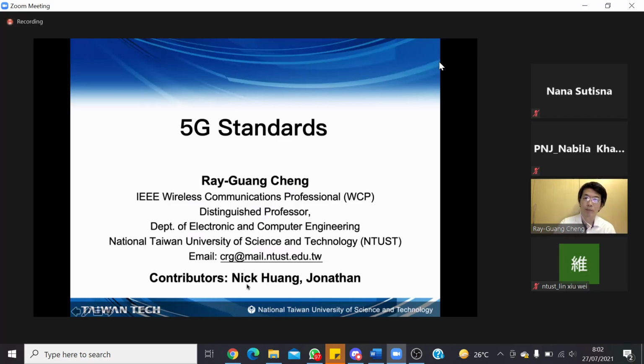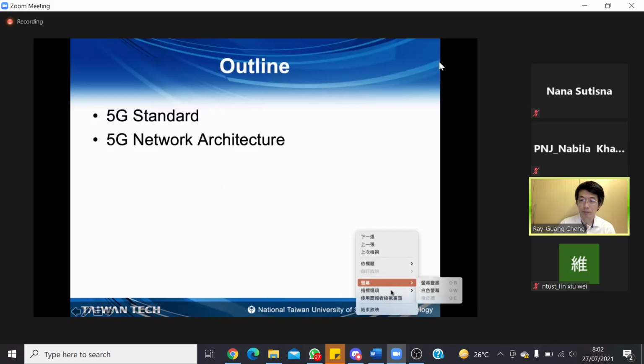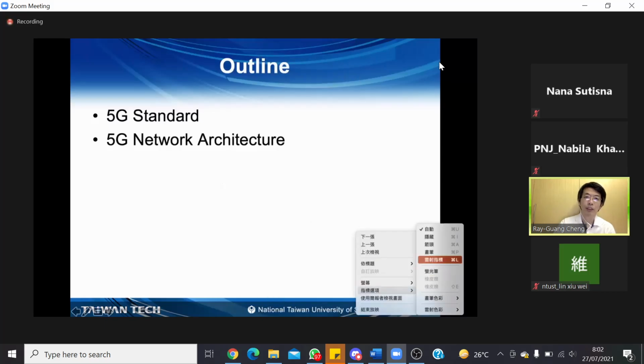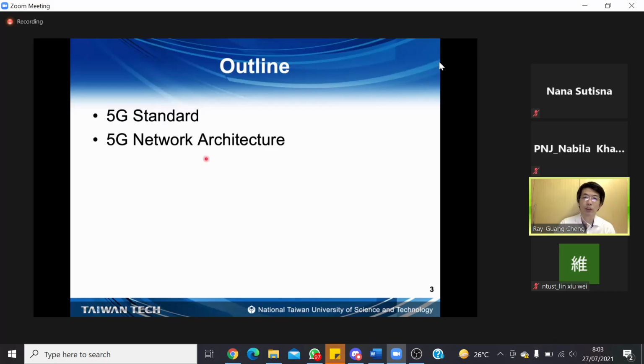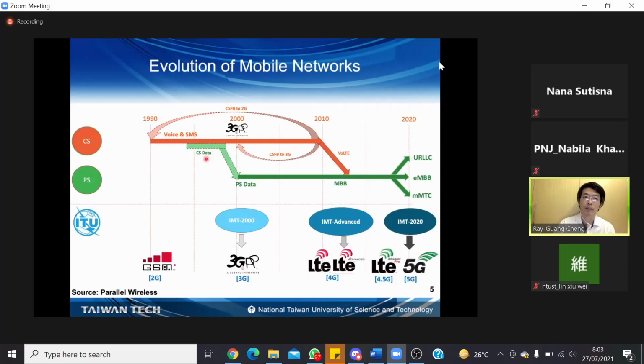Today's talk, the contributors are our two TAs, Nick Huang and Jonathan. So today I will briefly summarize the 5G standard and the network architecture for 5G. From 2G, we start from circuit switch, it's telephone-based service. To the 3G, we start to provide packet switch data service. It's basically IP-based service.